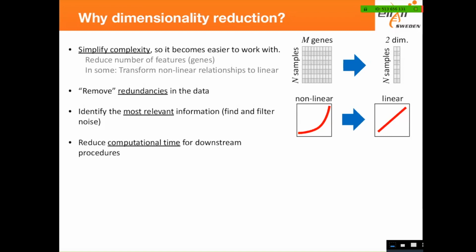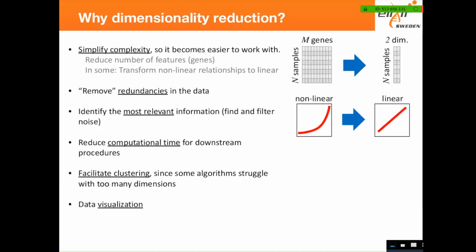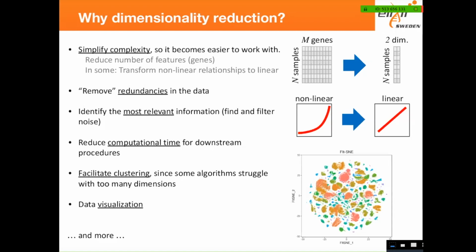Also reduce computational time, because in many cases you can reduce the dimensions of your data to a couple of data points. Instead of using 20,000 genes, I can use 20 principal components that are representative of my whole data, and use only that part of the data to continue with, for example, clustering or differential expression. That also facilitates clustering. And of course, as you might know, visualization. For example, you've seen UMAP plots yesterday, or this is another one, the tSNE.